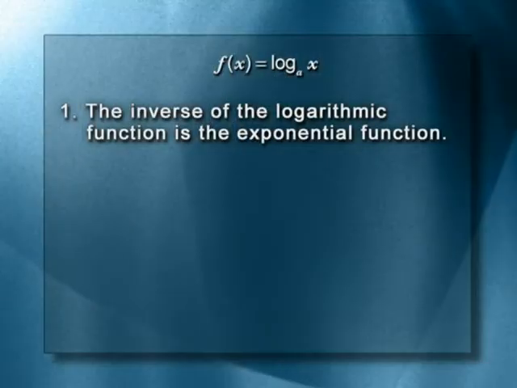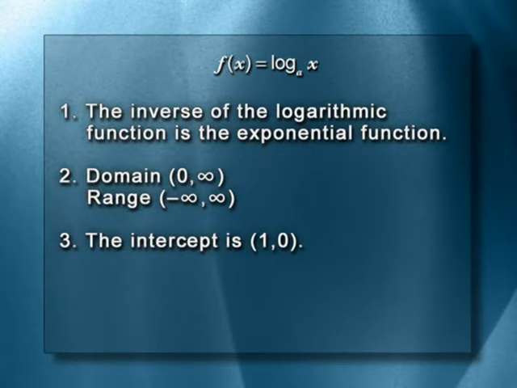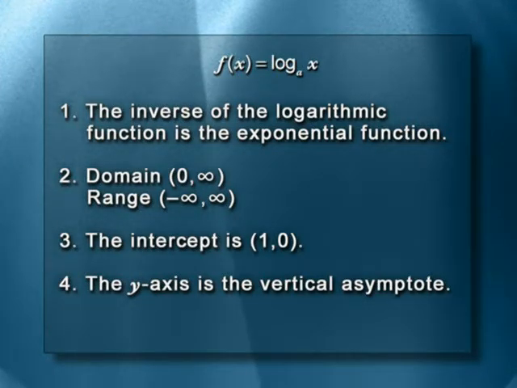Okay, let me summarize some of these facts that we just talked about by looking at the graphs. The inverse of the logarithmic function is the exponential function because they're inverses of each other. The domain of the logarithmic function is the interval 0 to infinity, and it doesn't include 0, and the range is all real numbers. It has an intercept, and that's at 1, 0. The log of 1 is 0. And it has a vertical asymptote, which is the y-axis.